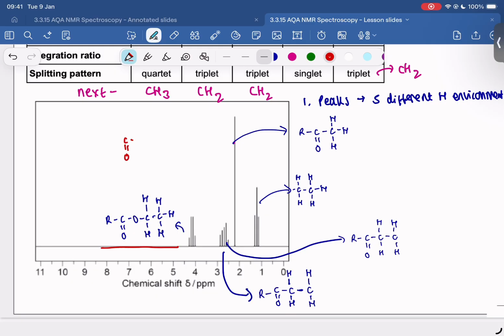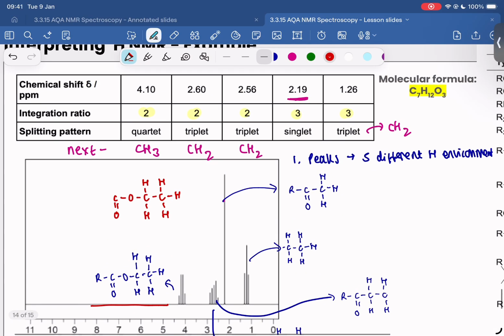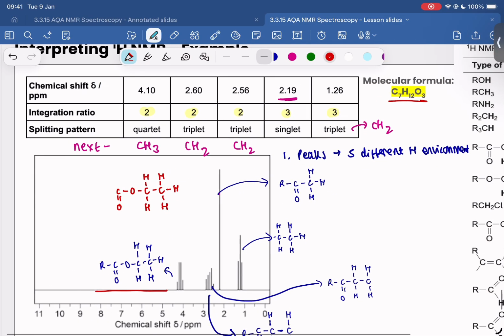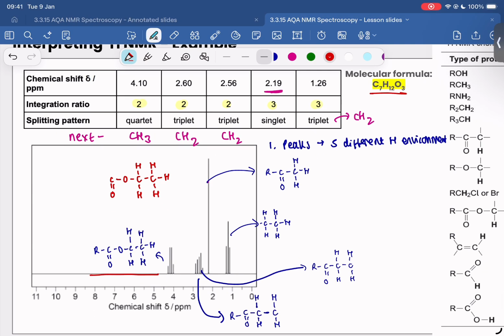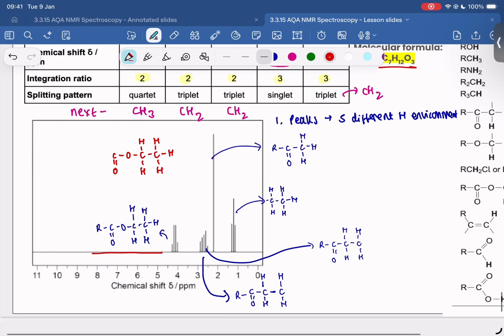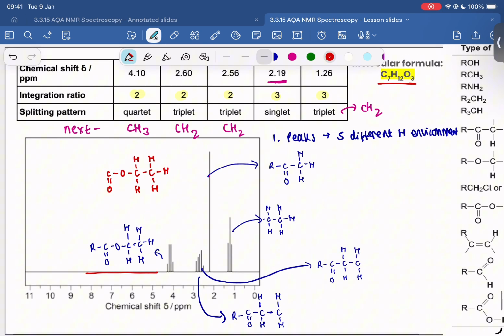So I've got a C double bond O, CH2, CH3. So I've already used up, always look back at the molecular formula when you're drawing this as well. So I've already used up 3 hydrogen atoms. I've used 3 carbon atoms, 2 oxygens. So I just need 1 more oxygen. And also, I've used up 5 hydrogen atoms so far. So I need 4 more carbons, and I need 1 more oxygen. Then I need to basically look. So I've basically cancelled this one out. I've worked through this peak, the 4.10 peak.